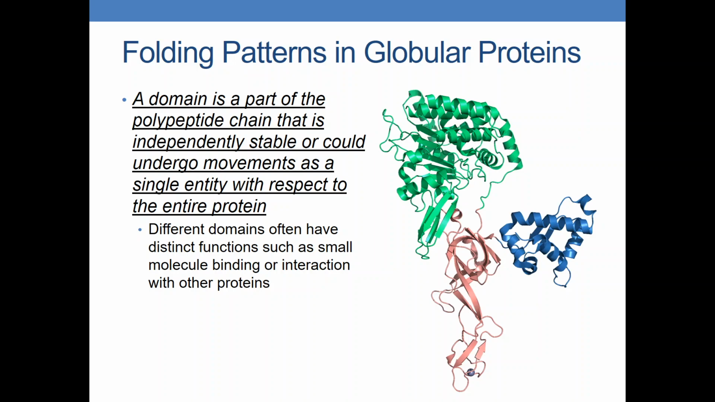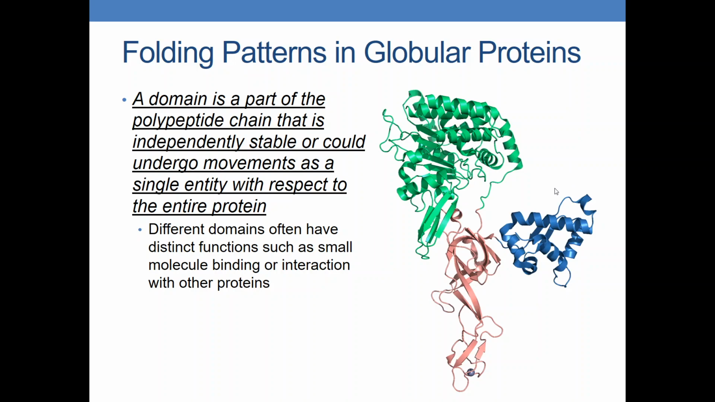chopped it off from the rest of my protein, could it exist and be functional independent of the other parts of the protein? So here I'm showing you an example. This is a protein that has 3 domains. This protein actually is involved in DNA binding. It's a helicase. Don't worry about what that means exactly just yet, but here if you look at this, I've highlighted the 3 independent domains.